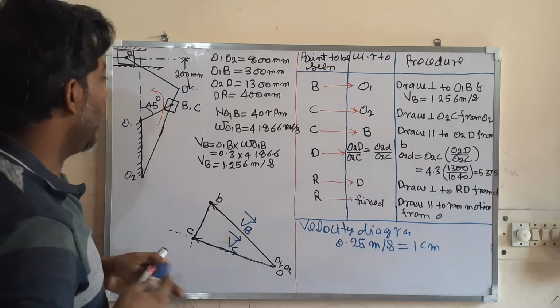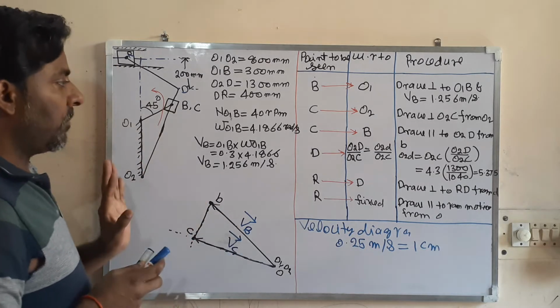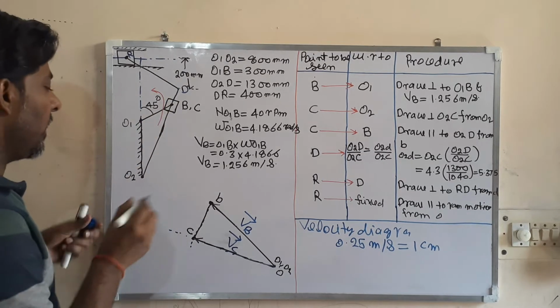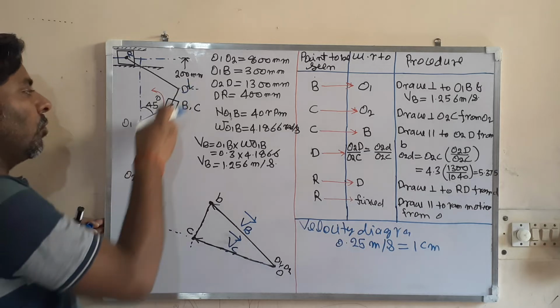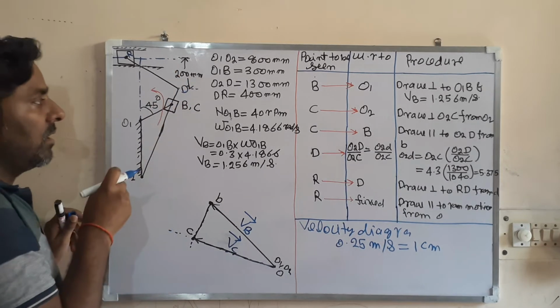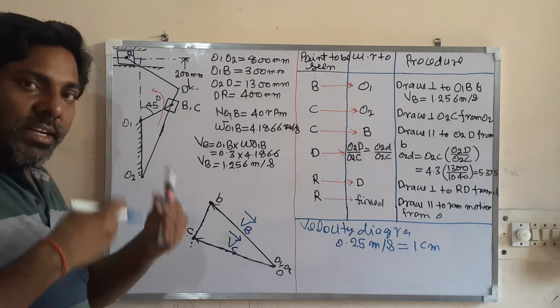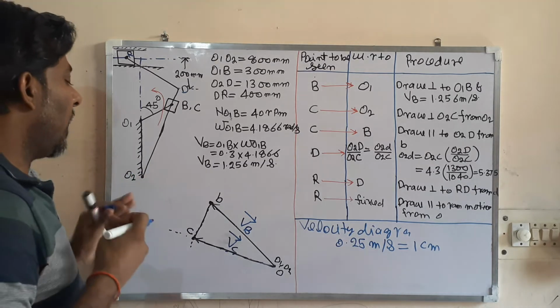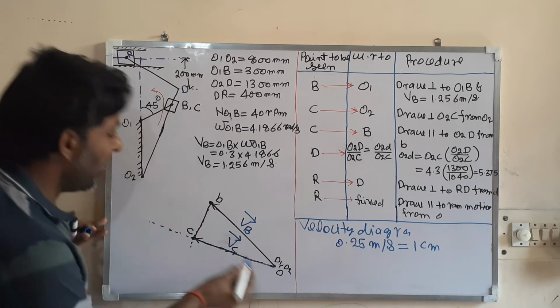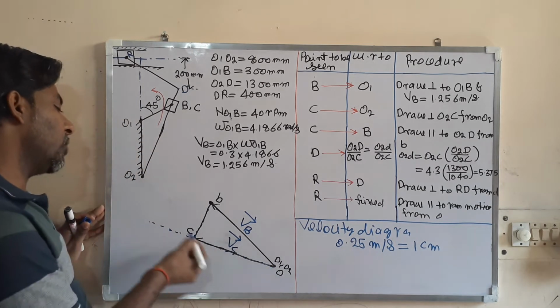Now you have fixed the point B and you have fixed the point C. Now you see the point D. On the link O2D, you know the velocity of point C, and D is on the extension of that. So just by the relative formula, you can find the velocity of point D. Point D will be on the extension of this O2C line.